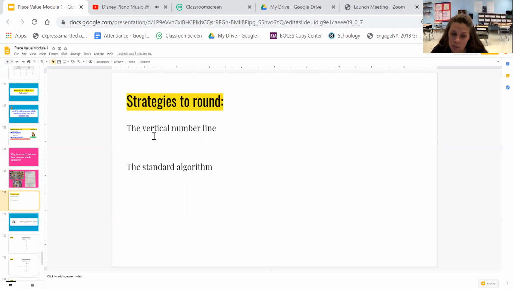The first one we're going to do today is called the vertical number line. Back in the younger grades, you saw number lines horizontally, and we'd count 1, 2, 3, 4, and so forth. Same thing, but we're going to see it vertically today. We're going to see the higher number on top, the smaller number on the bottom, and of course the midpoint, which is halfway between those 2 numbers. And then maybe tomorrow we'll start with the standard algorithm, which I love because it involves singing.